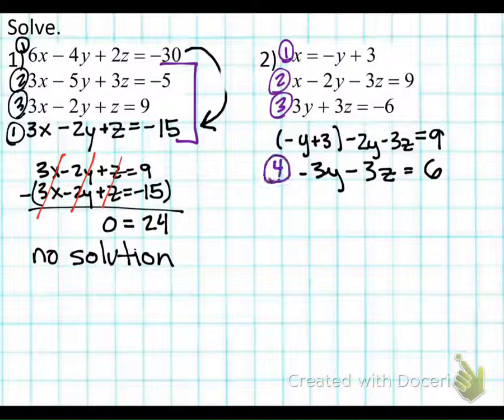We'll call that equation 4. Remember, once I have two equations in two variables, I set up a system of those two equations. My third equation is already in y and z, so I'm going to combine equation 3 with my new equation 4. Rewriting equation 3 below.